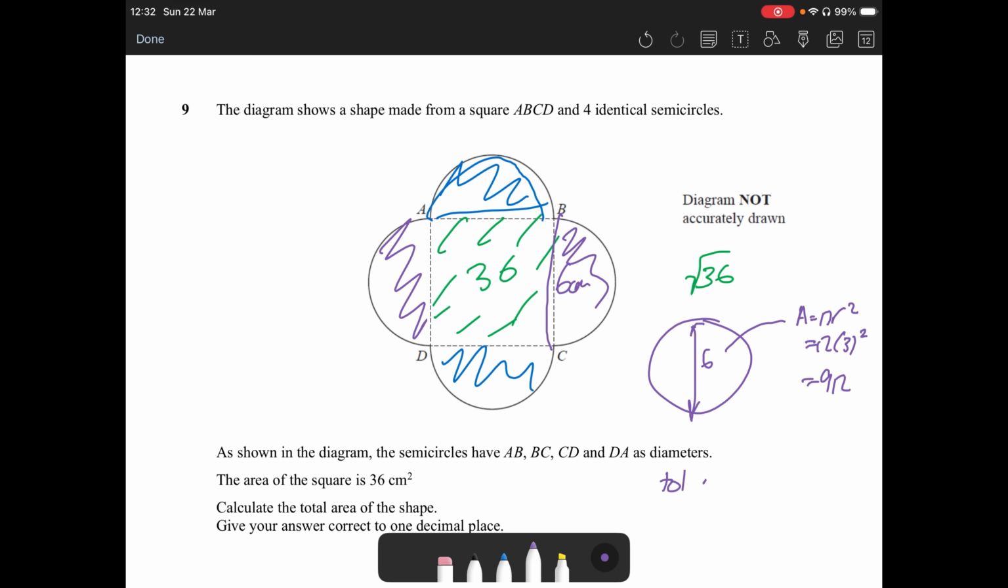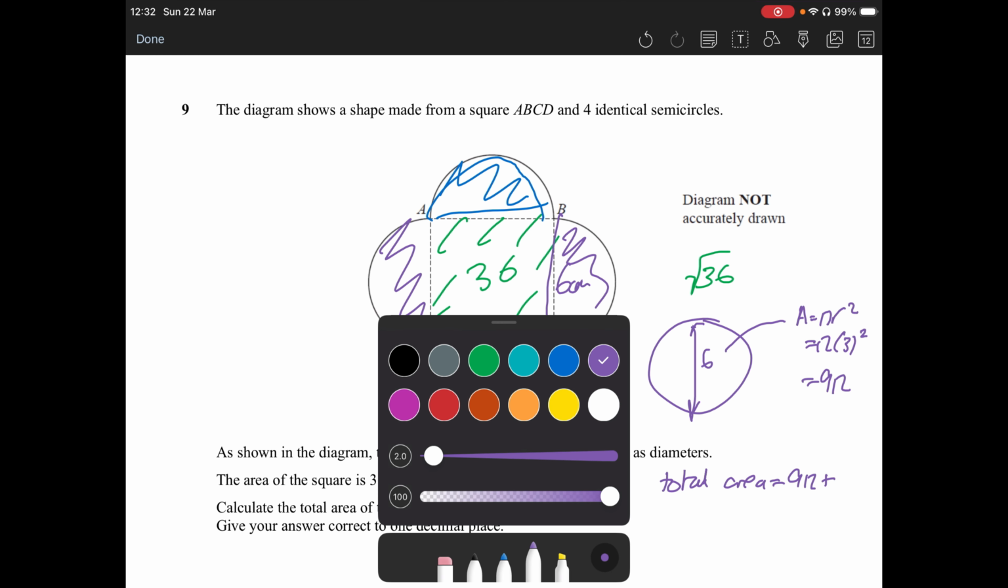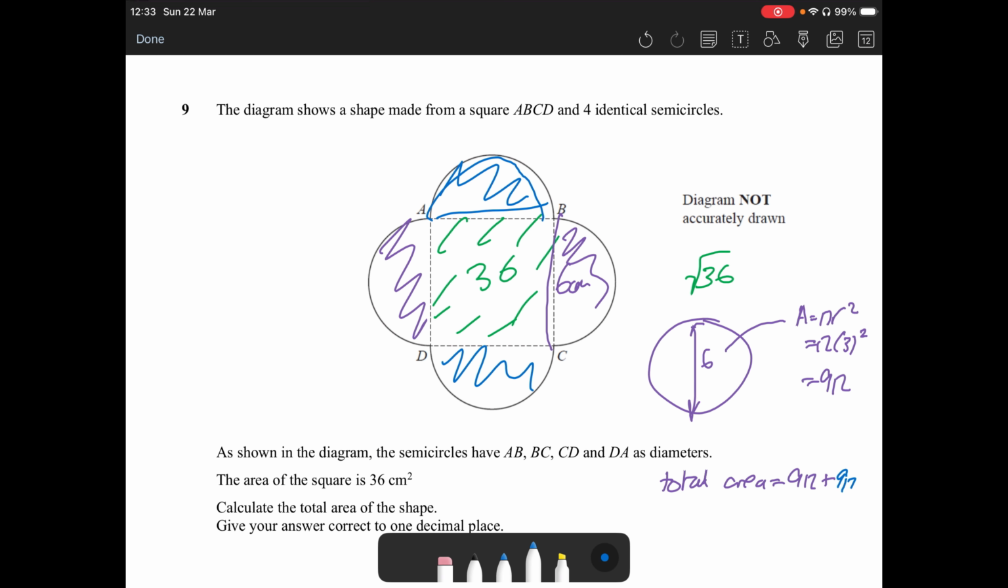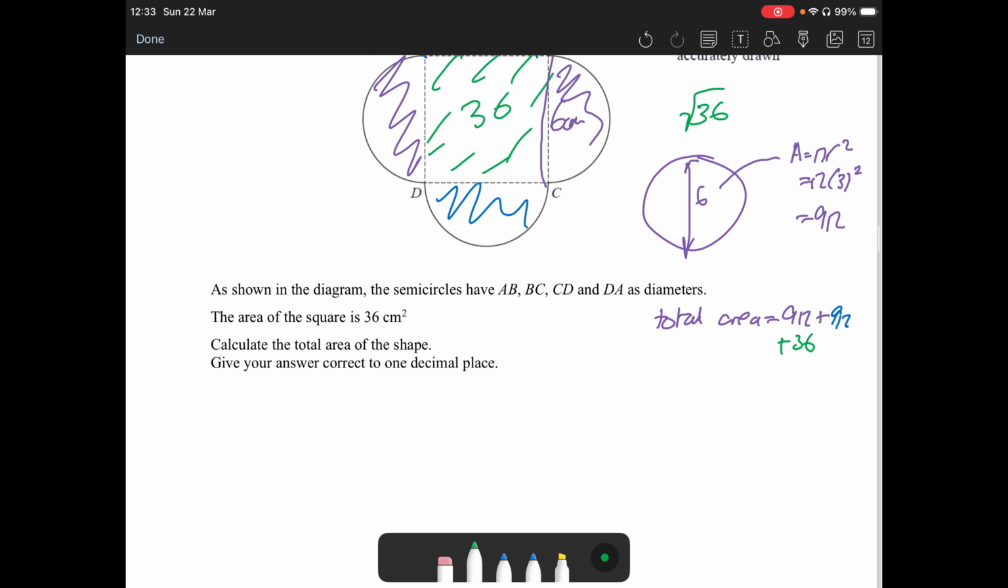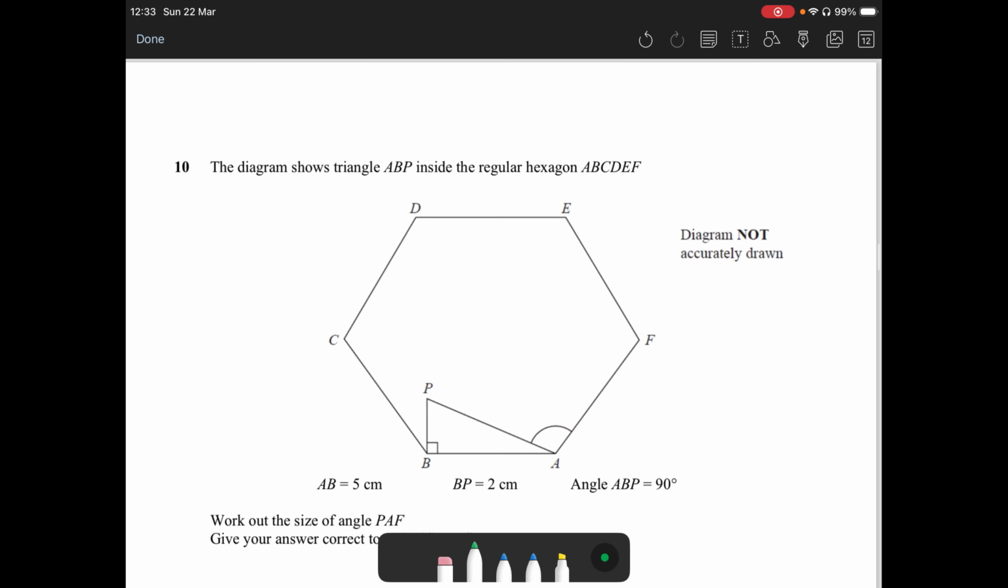So the total area will be your 9 pi plus the other 9 pi, which is the blue sort of 2 semicircles combined, plus, don't forget, your 36, which is the area of the square. Add all of those up to one decimal place. I mean, you can simplify to 18 pi if you want, plus 36, which will give you to 1dp 92.5. Just going to double check with the mark scheme here, but I'm feeling pretty confident. Yes, it is correct.